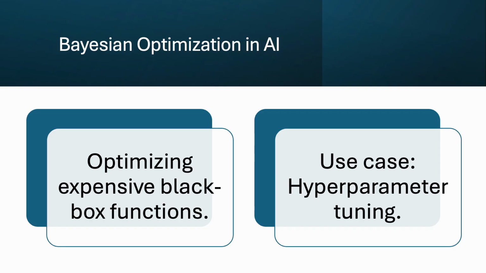Bayesian optimization in artificial intelligence: optimizing expensive black box functions, as we discussed with all the data sets in the healthcare and the sports and the route optimization and manufacturing examples. The use case here is hyperparameter tuning. I would suggest you conduct a little research on hyperparameter tuning.